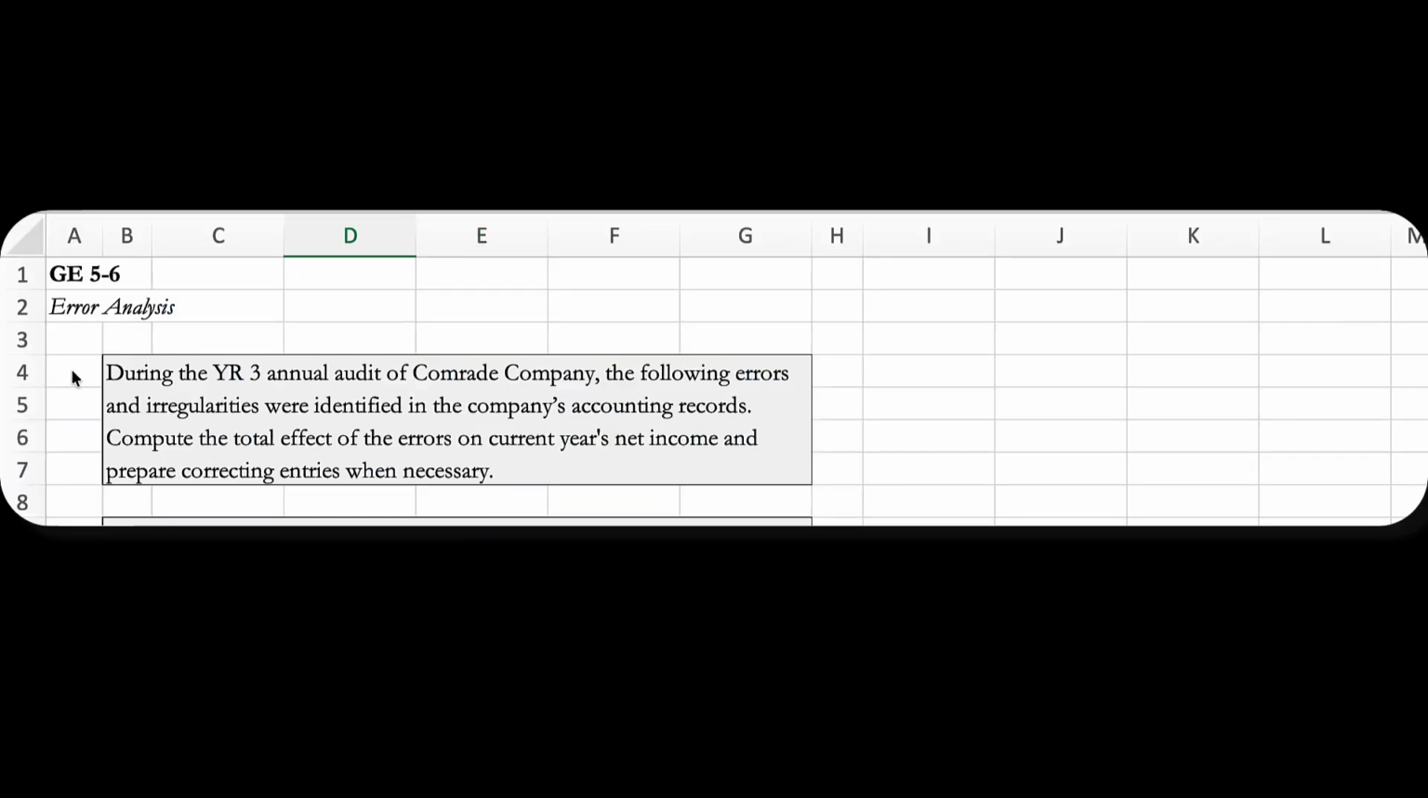Before we begin correcting our 6 errors, notice that they've given us this information for year 3. They've told us that during the year 3 annual audit, that's when the errors were identified. That's important for how we answer the questions going forward, is to know which year we are in.